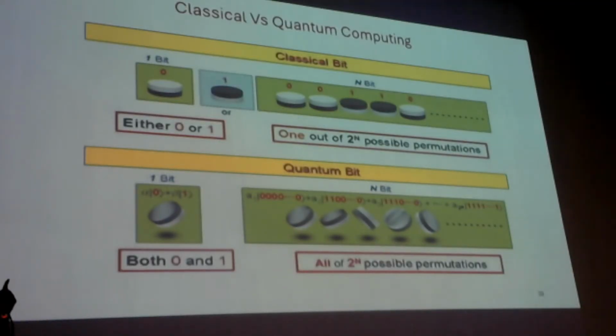If you have a 0 or a 1, you can only have one out of the 2 raised to n possible combinations. Like we have 2 bits, for example. If we have 2 bits, then we have only 4 combinations, 2 raised to n, 4 combinations. So, only one of them you can pick, 1 out of 4, right? But in quantum, you can have all of those simultaneously. It could either be in 0,0 position with a probability of 1 by root 4, 0,1 with 1 by root 4, or 1,0 with 1 by root 4, and that way, isn't it?